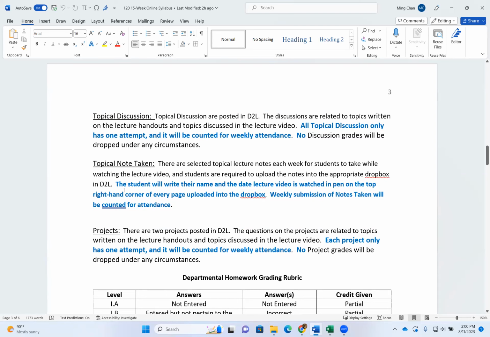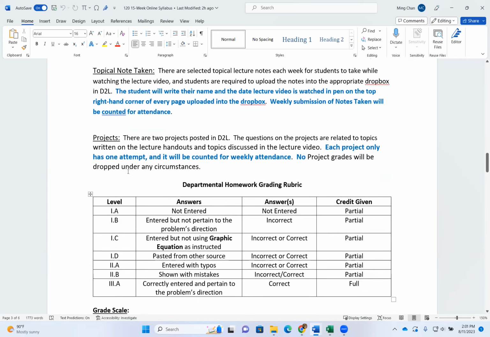Okay. All right. And note taking, we talked about note taking a little bit earlier. I'm going to enforce this rule a little bit. There are selected topical notes each week for you to take while watching the lecture video, and you're required to upload them into the appropriate Dropbox. The student will write their name and the date the lecture video is watched in pen on the top right-hand corner of every page that you need to upload into the Dropbox. If you do not write your name on every page that you turn in, then you're not going to get full credit for the notes that you turn in. Weekly submission of the notes will be counted for attendance as well.